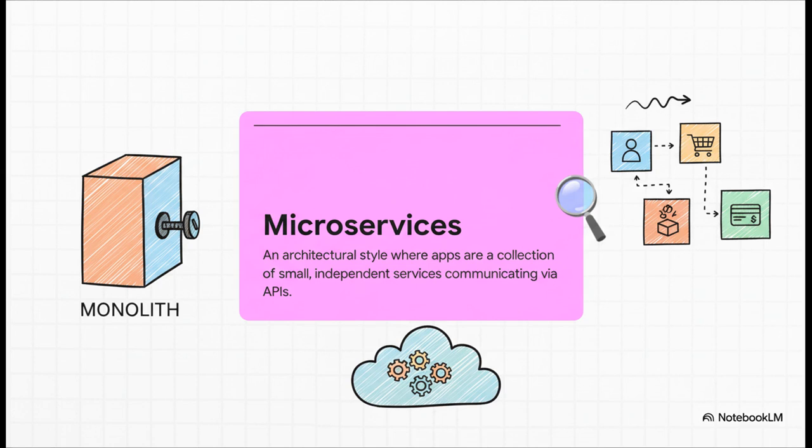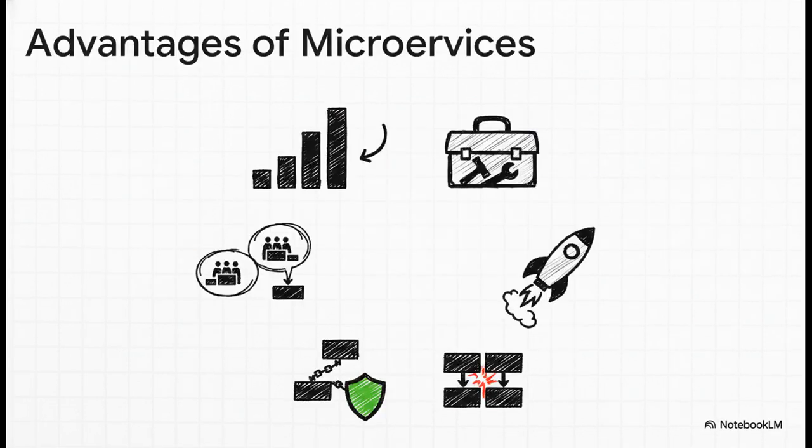Behind the scenes, it's not one giant program running everything. No way. It's actually a collection of dozens of tiny independent services. You've got one service just for the shopping cart, a totally separate one for processing payments, and another one just for recommending products. Each one is its own mini app, and they all talk to each other to give you that seamless experience. And the advantages here are pretty incredible.